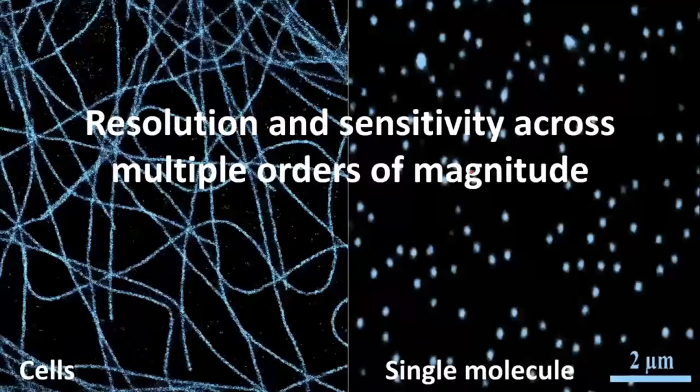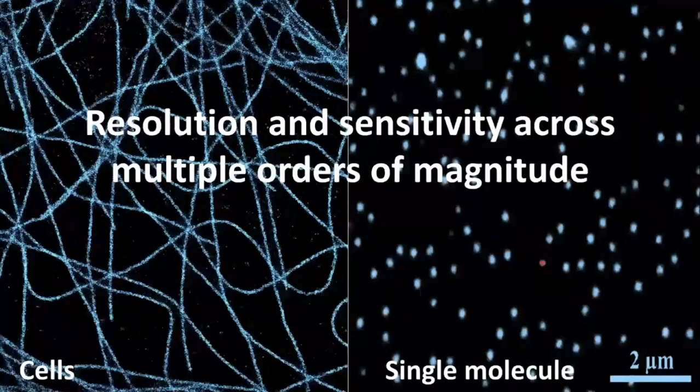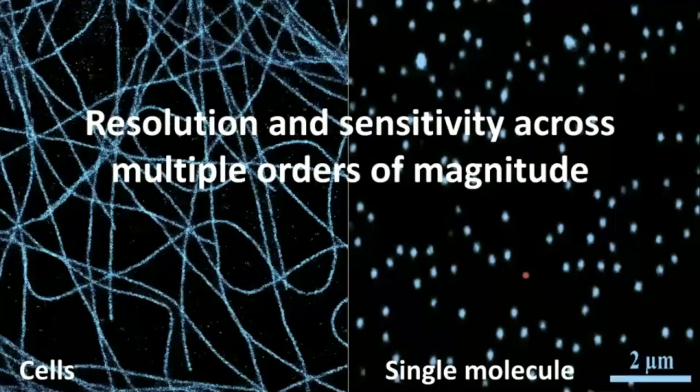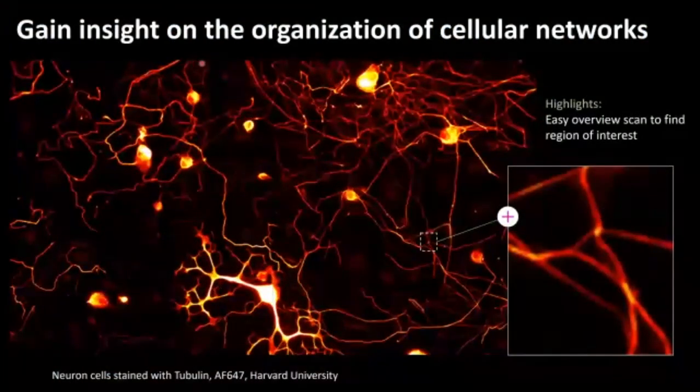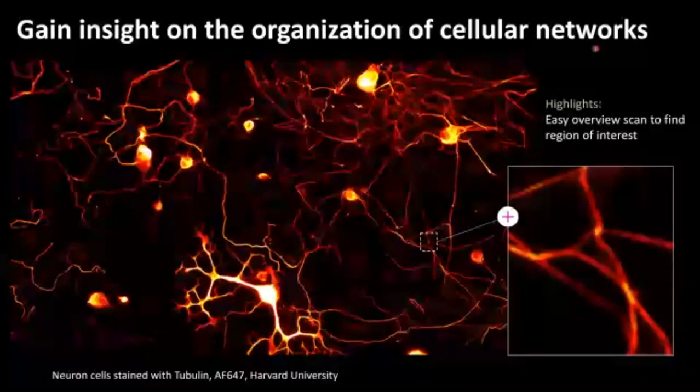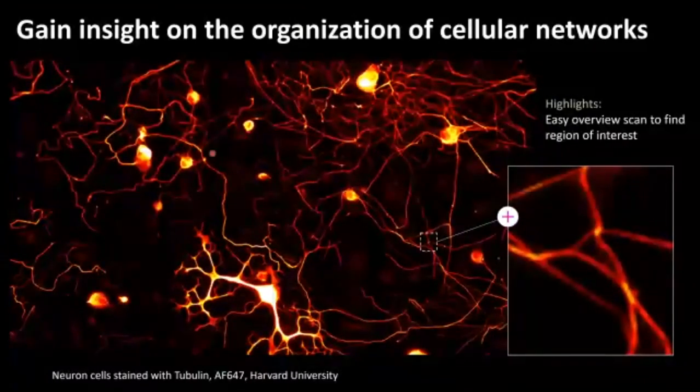So using the Nanoimager, applications can provide us resolution and sensitivity across multiple orders of magnitude, from single cells all the way to single molecules that make up the subcellular structures within cells. Let's take, for example, cortical neuron networks. We can gain insight on the organization of these cellular networks by performing an overview scan of our networks.